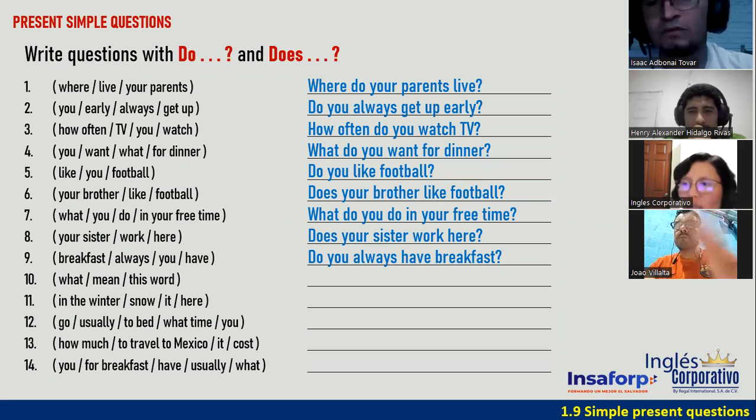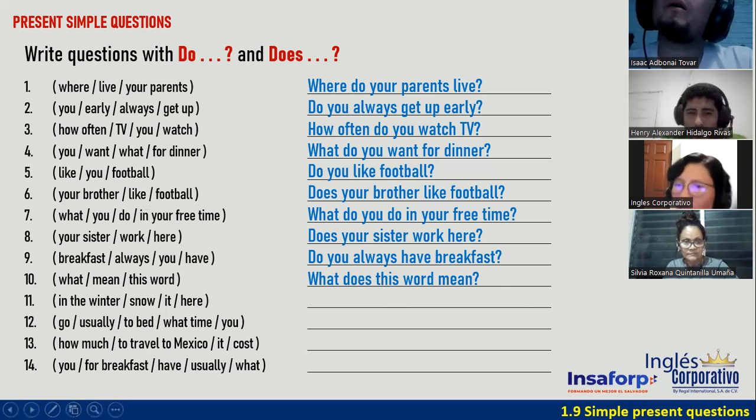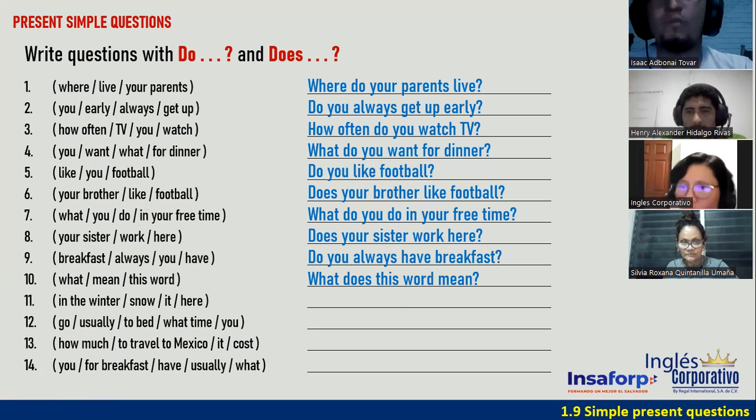Es it, es eso, right? Entonces, si es it, ¿cuál es el auxiliar que necesito? Does. Does, okay. Entonces, does. ¿Cómo nos quedaría la pregunta? What does mean it were? Solo hay que mandar el verbo al final porque es su posición, ¿verdad? Hasta el final. Entonces sería, what does mean were it? No, nos quedaría así, ¿ve? What does this word mean? Ajá. ¿Qué significa esta palabra? What does this word mean? Very good. What about number 11, Henry?